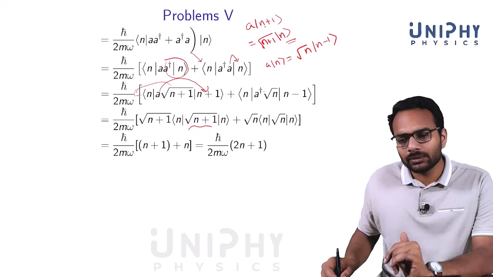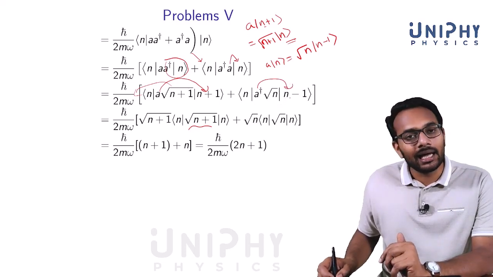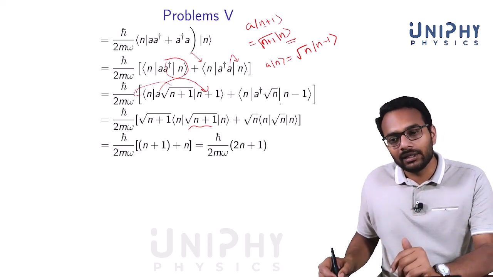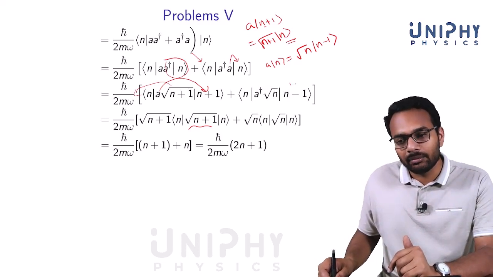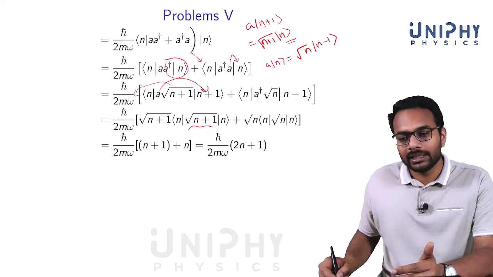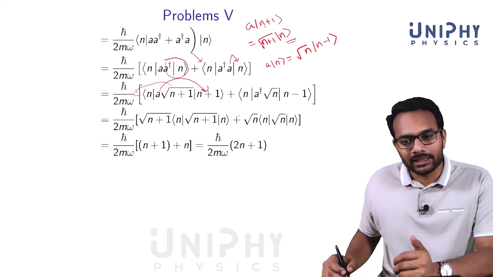And what happens with this square root of n I have pulled outside? What happens when a dagger acts on n minus 1? We know that a dagger raises the value. It goes to another state n minus 1 plus 1, which is simply n. And the normalization part is square root of n plus 1, which in this case is simply square root of n. So we get another square root of n here. This is not complicated, this is quite easy.